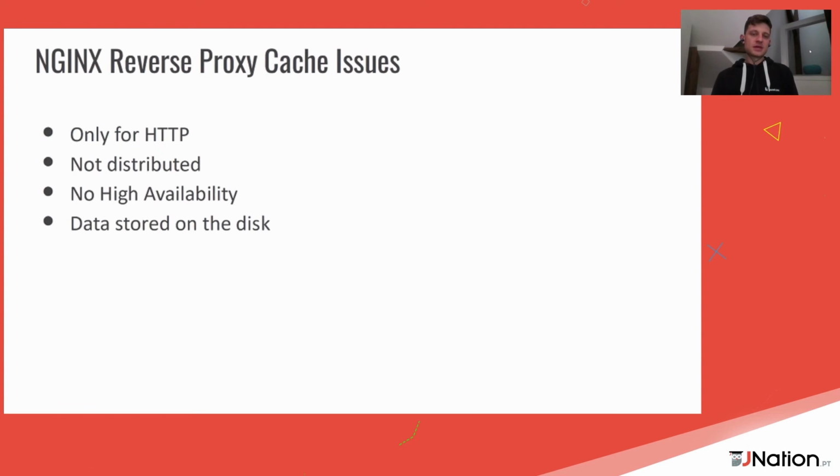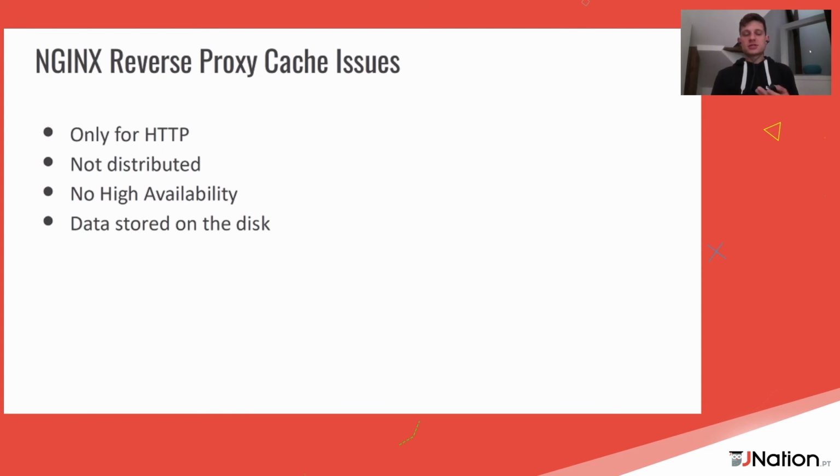Nginx has some problems, like it's only for HTTP protocol, which is nowadays probably not a big deal, but it's not distributed and not highly available, which is a big deal. So usually, if you have a big system, you would like your cache to be distributed and highly available. And also the data is stored on a disk. It's not really stored on a disk, but it can be offloaded to the disk. If you, for example, use Hazelcast, you are sure that your data is in memory, so you are sure about the performance. And Nginx can be fast, can be slow, depending if your data was offloaded to the disk.